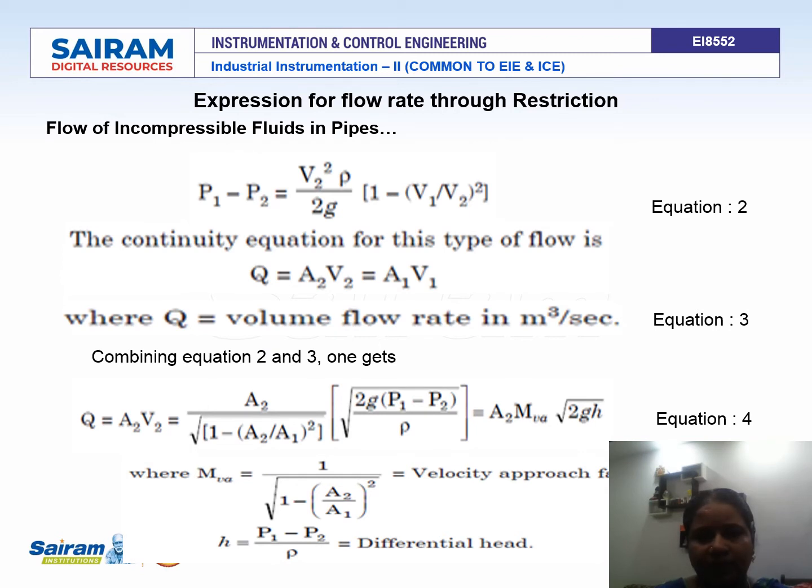Then we continue the derivation: P1 minus P2 is equal to V2 square rho by 2g times 1 minus V1 by V2, the whole square. This is equation 2. Then we write the continuity equation for this flow: Q is equal to A2 V2 equal to A1 V1, where Q is the volume flow rate in meter cube per second. Equation 2 gives the pressure difference and equation 3 gives the volume flow rate. Combining the two equations, I get equation 4, which represents the flow rate.